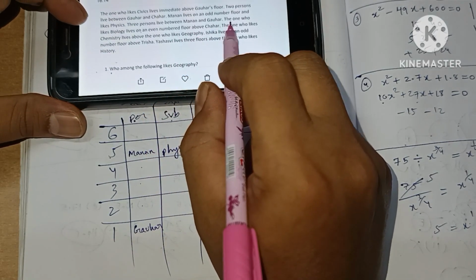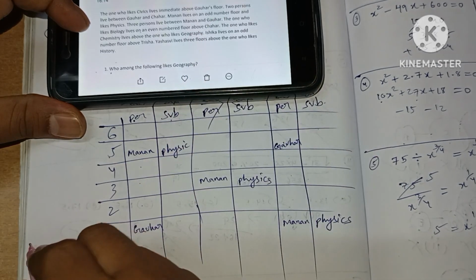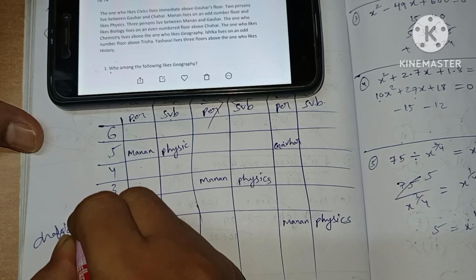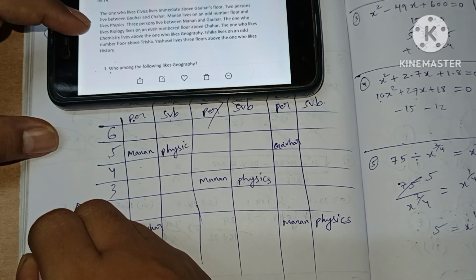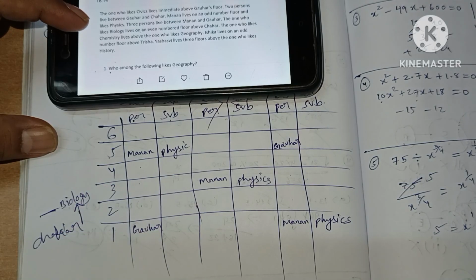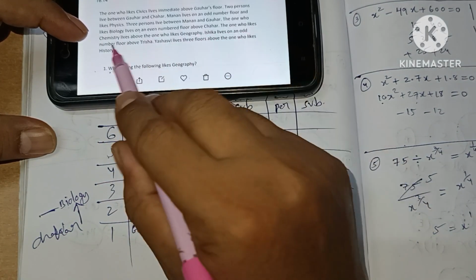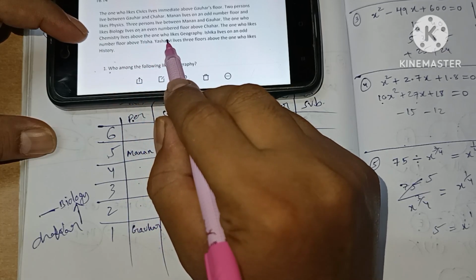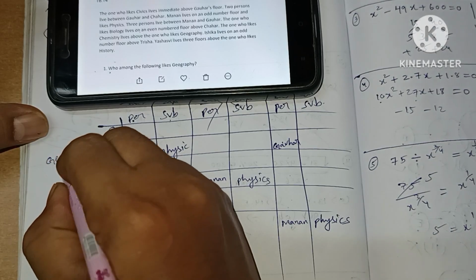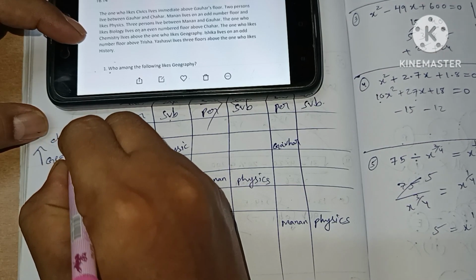In the question, the one who likes biology lives on an even numbered floor above Chahar. Above Chahar, the one who likes biology. Next, the one who likes chemistry lives above the one who likes geography. Above geography, the one who likes chemistry.